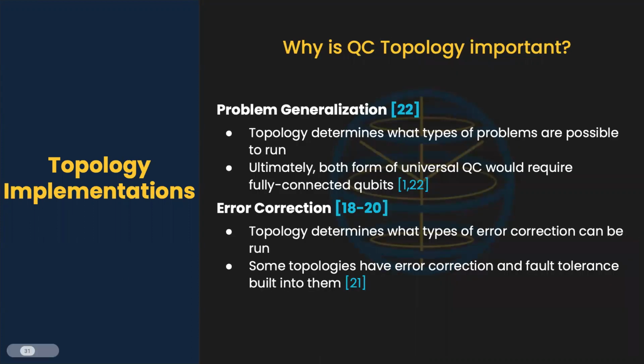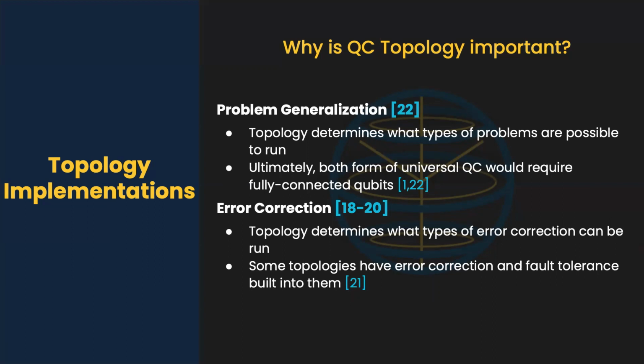So why is QC topology important? First is problem generalization. Topology kind of determines what problems are possible to run on your quantum computer. You can think of this as, if somebody didn't give you a computer, but they gave you logic gates, and only certain ones or a certain amount, there would be some problems that you just couldn't do because there would be no way you could represent them with the tools you were given. So that's that point.